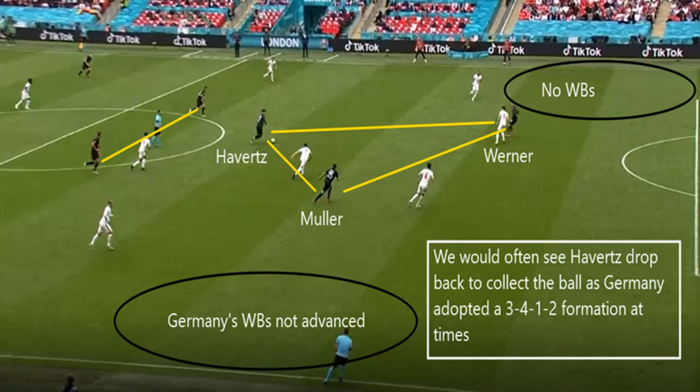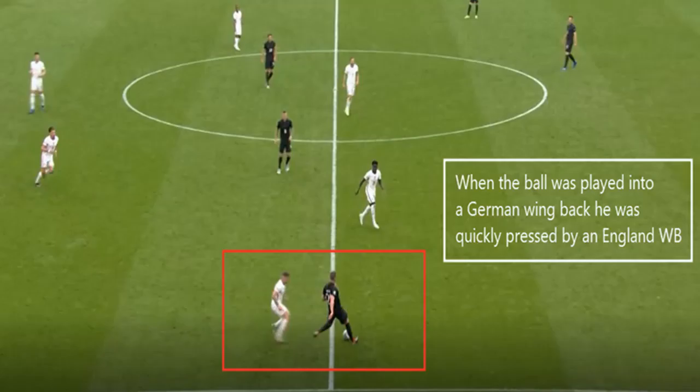Here you can see that Germany haven't been able to get their wing-backs forward quickly enough for this attack. When the ball was played into a German wing-back, he was quickly pressed by an England wing-back and play would be forced to go back inside. It was important for the 2 wing-backs to be switched on at all times, and this plan worked successfully.